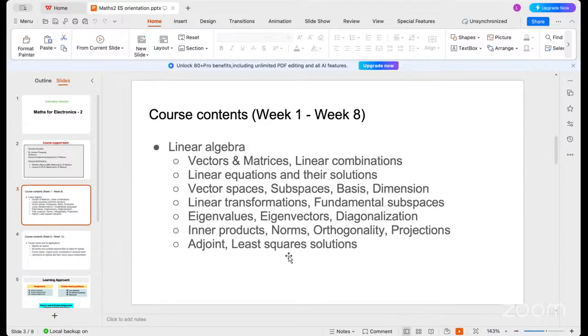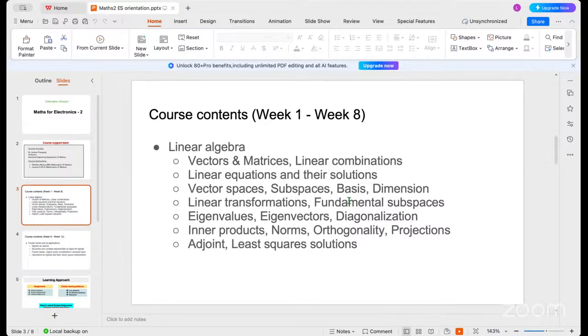In the first few weeks, we are going to look at the contents only for the basic spaces like R2 and R3. Here we will be looking at what are vectors and matrices, linear combinations, linear equations and their solutions, vector spaces, subspaces, basis and dimension. All these concepts we are going to look at in the preliminary stage, like R2 and R3.